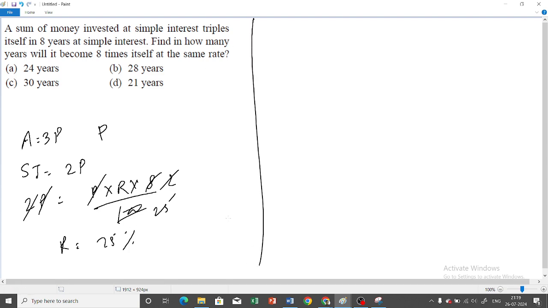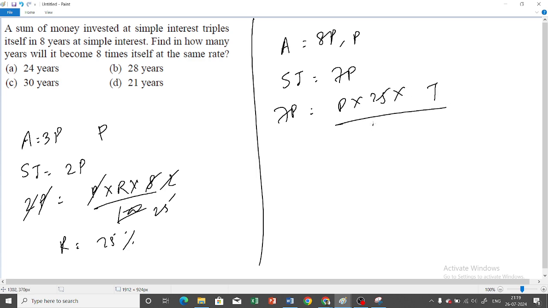Find in how many years it will become 8 times itself. So the amount is going to become 8P and the principal is going to remain P. So what is going to be the SI? 7P. So 7P is again P, rate is 25, time is what I need to find out, divided by 100. P got cancelled out. 28. Such an easy sum.